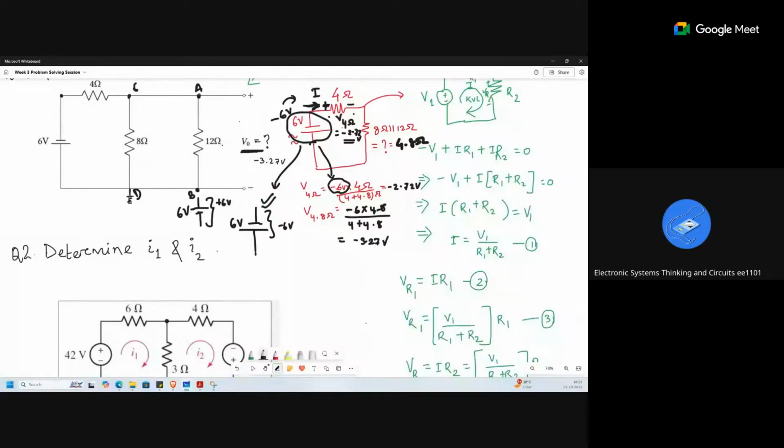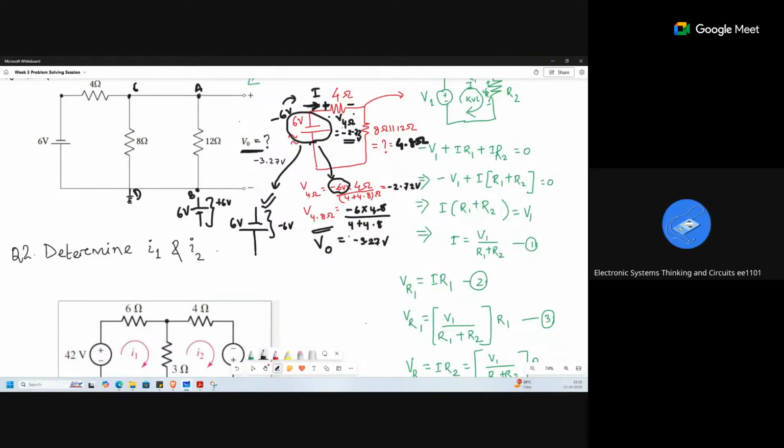So A to B and C to D, whenever they are in parallel, that means they have the same resistance, that is 4.8. So whatever we are getting, V 4.8, is nothing but equal to V naught, we can say. Is it clear? Yes.